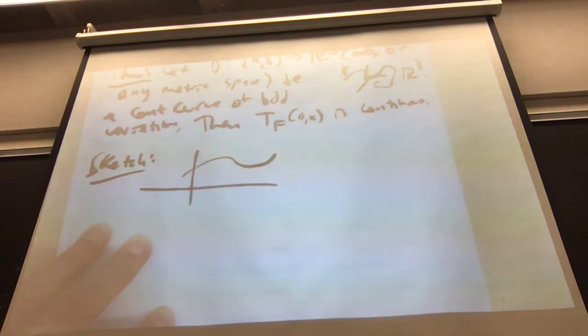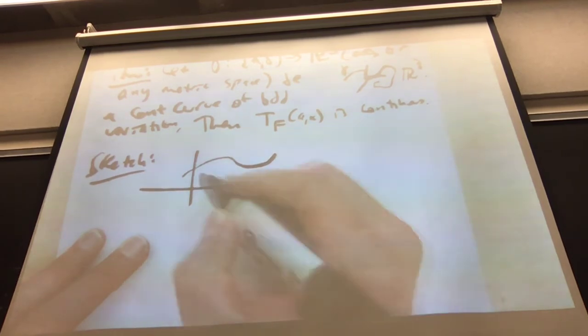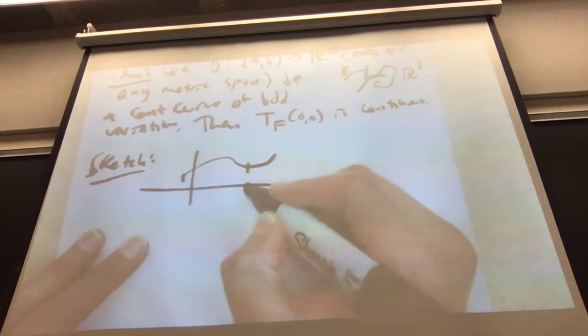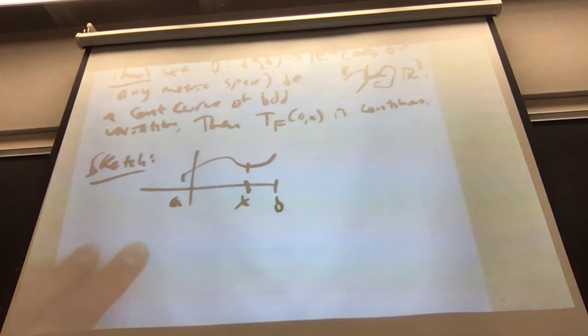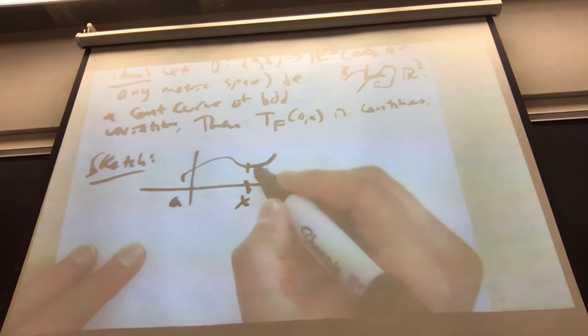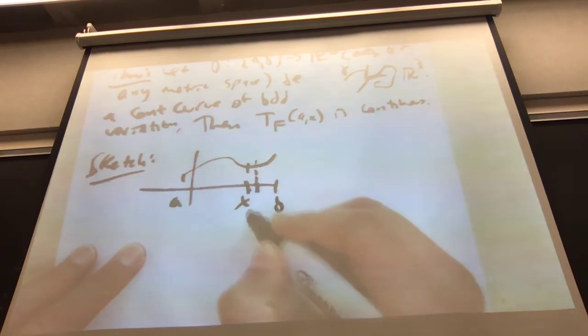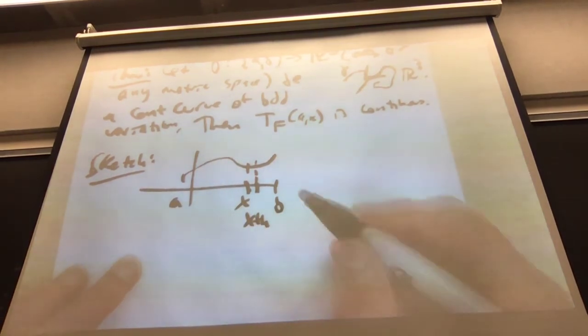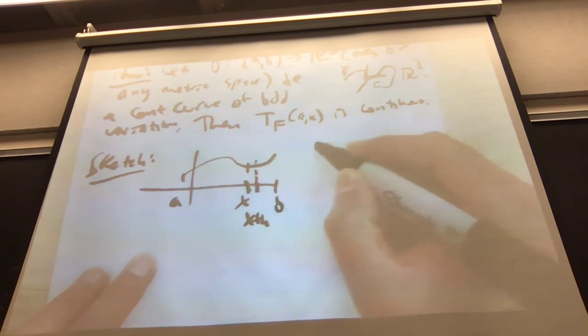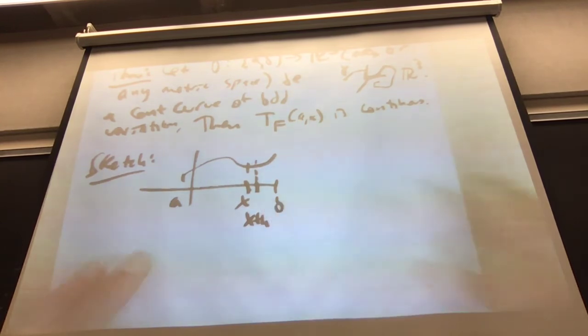So here's my curve. Here's a graph of the curve. And I have some partition. So here's some point X. Here's A and B. Okay, and I've computed some total variation. And then I want to look at the total variation just after X. It's kind of clear what you do.